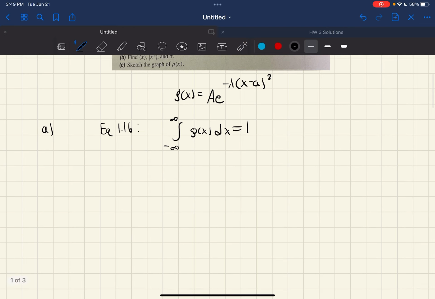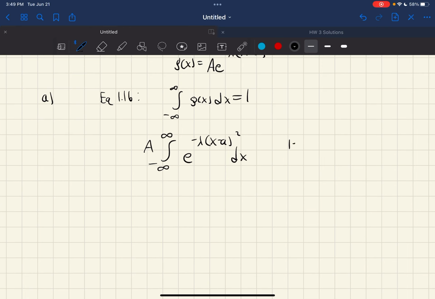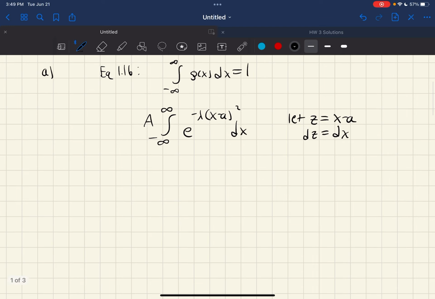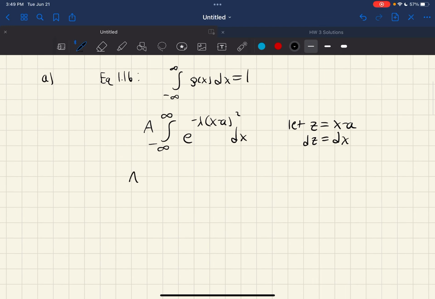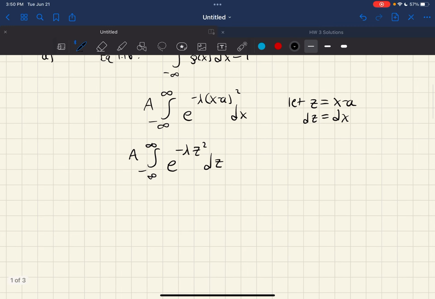So let's just go ahead and plug in the probability density. I'll take A to be outside, and this will be the integral over all space of e to the minus lambda (x minus a) squared dx. Now we're just going to let z equal x minus a, and then dz just equals dx. The limits of integration don't change. So this just becomes the integral from negative infinity to infinity of e to the minus lambda z squared dz.